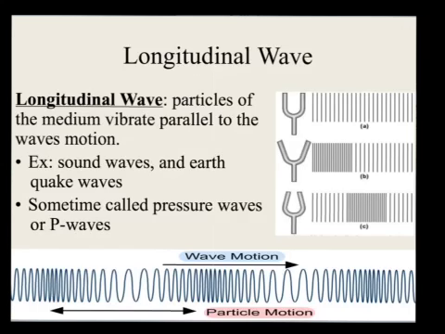Another type of wave is a longitudinal wave. In a longitudinal wave, the particles of the medium vibrate parallel to the wave's motion. Examples of this are sound waves and earthquake waves. These waves are also called pressure waves or P waves.